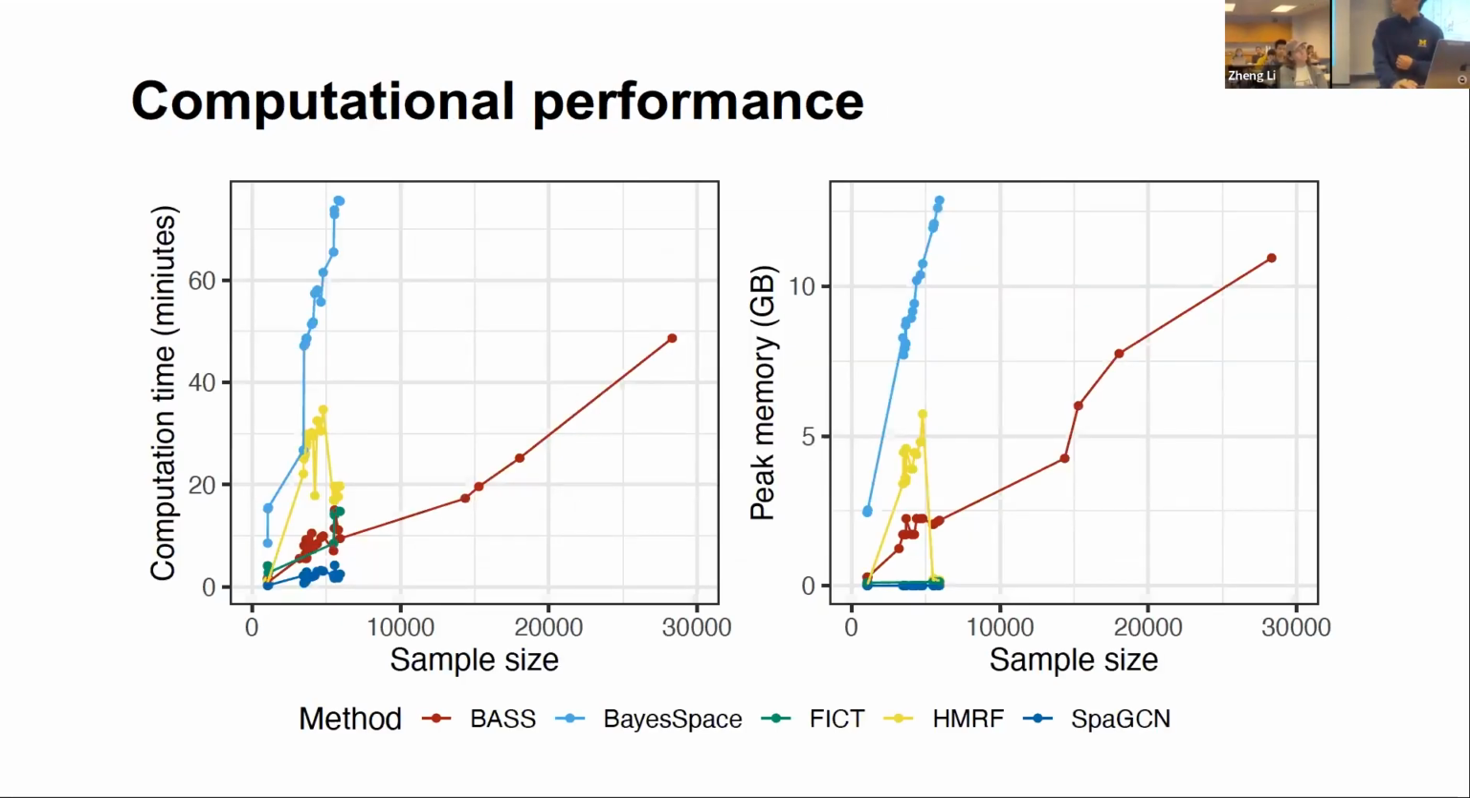This is the computational performance. Our method is colored in red, and because it's a Bayesian framework, the computational speed is not super fast, but the scalability is okay. It scales linearly with respect to the sample size. For a data set with around 30,000 cells, it takes about 50 minutes.